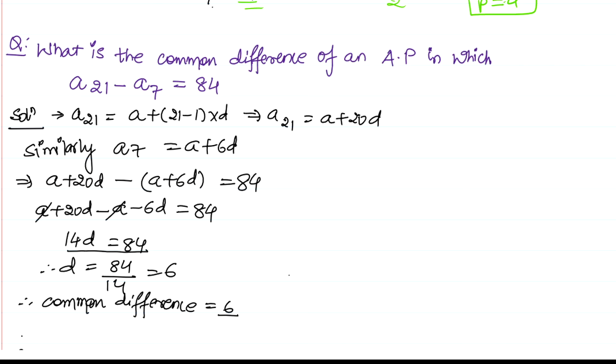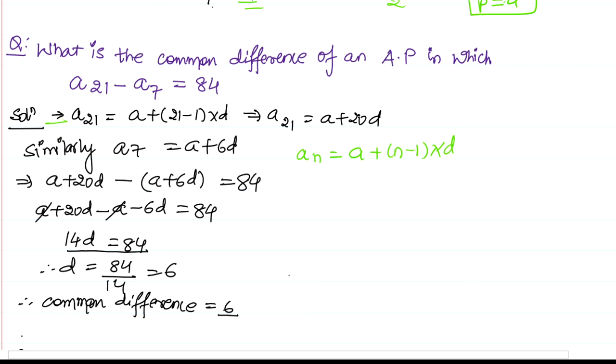Okay, dear students, we have discussed the formula to find the nth term of an AP. So what formula had we discussed? An is equal to A plus (n minus 1) into D. For A21, what is the value of n? It is 21. So I have just substituted: A21 is equal to A plus (21 minus 1) into D. So what do I get? A21 is equal to A plus 20D.